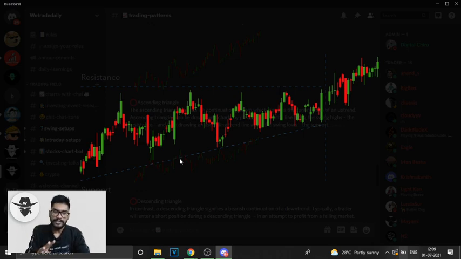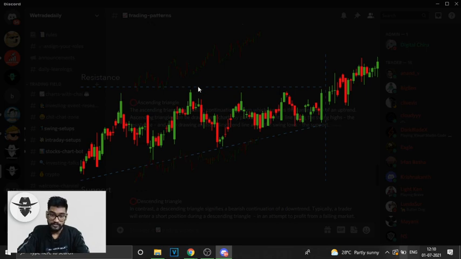In total, there are three. One is symmetrical triangle, which we took an example for. Second is an ascending triangle where the price keeps on moving in a certain kind of a space. Now, how does the space look is the top level is obviously resistance. We have discussed about it. The lower line will be your support. We have discussed about it in trend lines.